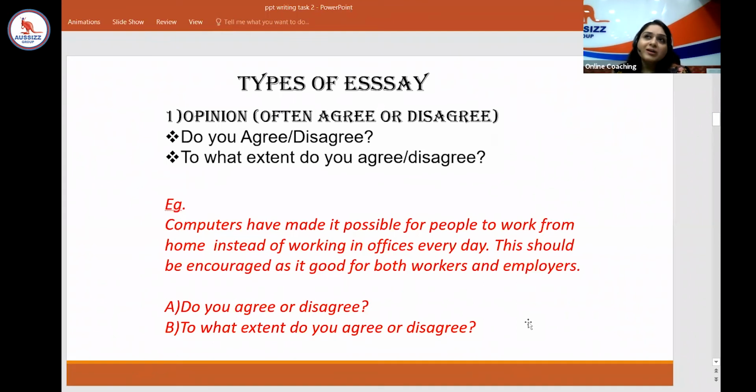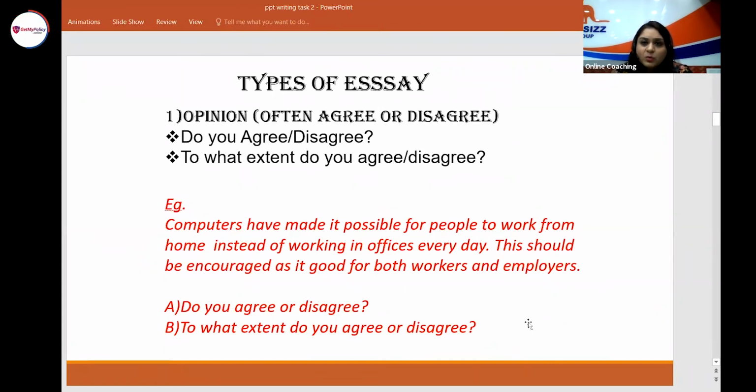And basically, what I tell my students is that these are not just tasks, but this is basically the tail of your topic. You have to follow this tail, right? So the types of essay start with number 1, that is called opinion. In this opinion part, you'll be getting agree, disagree kind of essay.